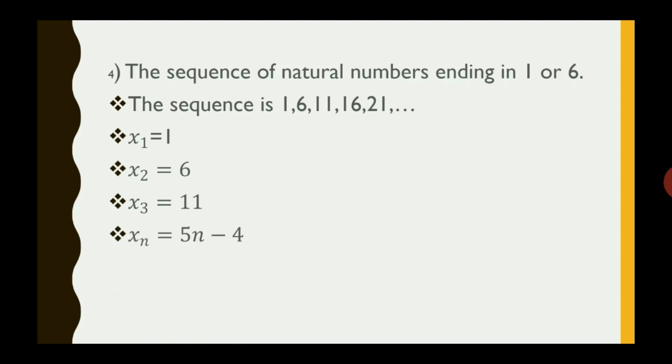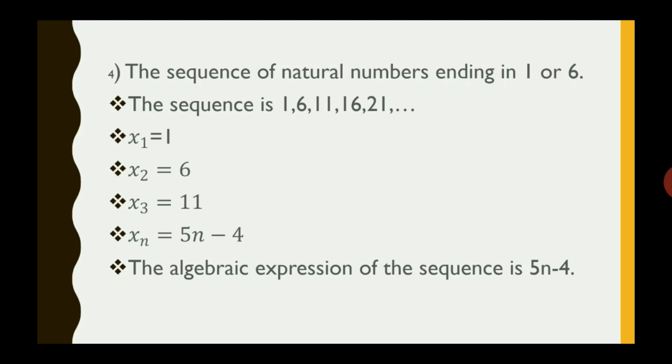So if we place 1 in the place of n, we get 5 into 1 minus 4, that is 1, the first term. And if we place 2 in the place of n, we will get 5 into 2 minus 4, that is 6, the second term, and so on. So the algebraic expression of the sequence is 5n minus 4.